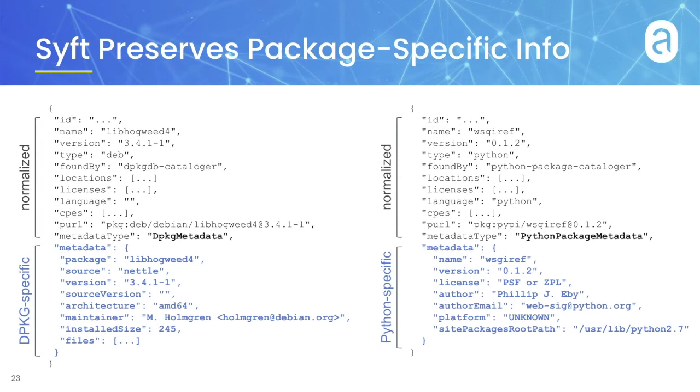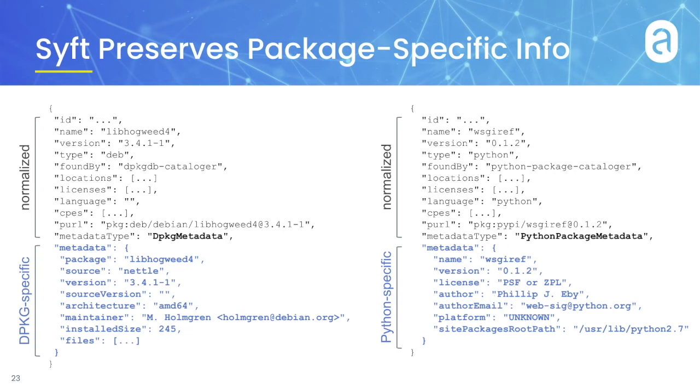But then in the second half of the blue section, you'll see there's this metadata field that's a bag of key value pairs. And the only hint is this metadata type in the normalized section. On the left, you'll see metadata type, dpackage metadata, and then you see a lot of dpackage specific information. On the right, it's the same thing. You'll see Python package metadata, and you'll see a lot of specific Python package information.